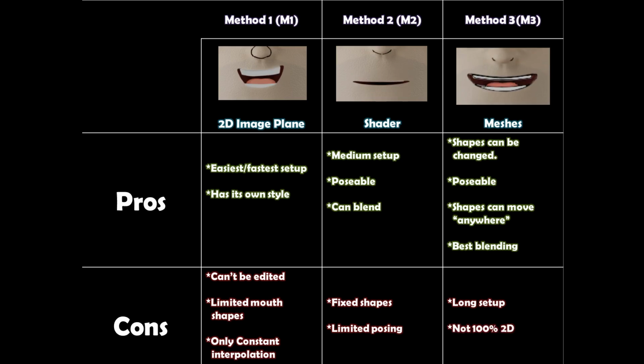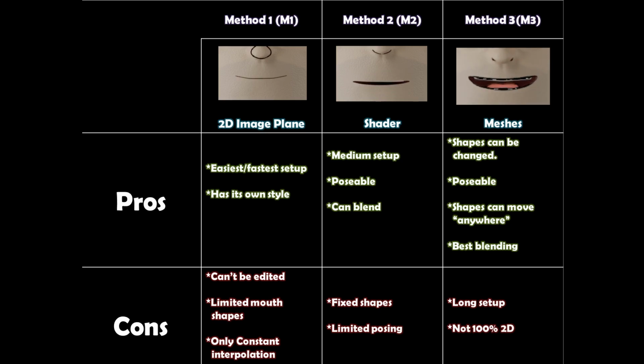Also, this method is not as 2D as Method 1 and Method 2. The mouth, tongue, and 2 sets of teeth are all separate meshes, so they have to be stacked in order to work. It's barely noticeable, but if you're planning to do an extreme close-up shot from the side, you might not be happy with the result.